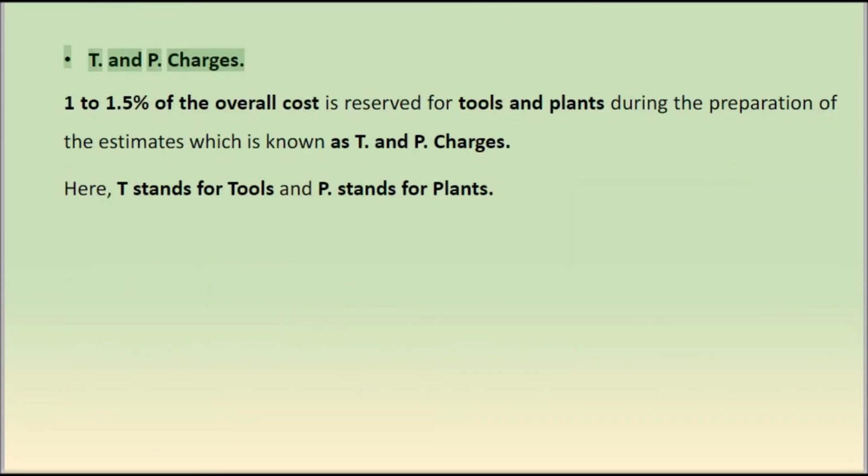T&P charges. 1 to 1.5% of the overall cost is reserved for tools and plants during the preparation of the estimates, which is known as T&P charges. Here, T stands for tools and P stands for plants.